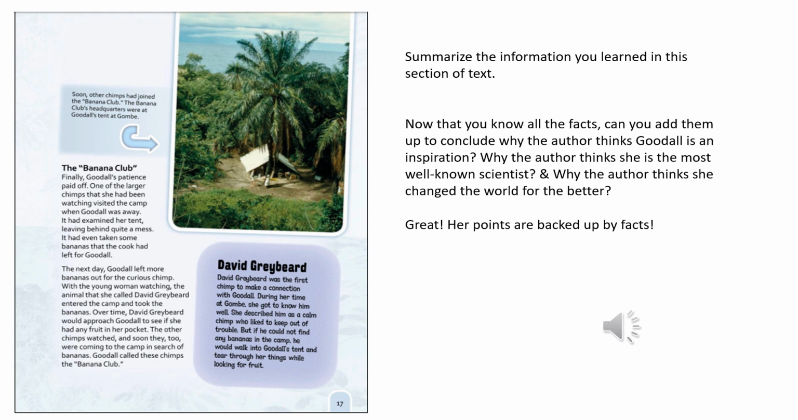David Graybeard. David Graybeard was the first chimp to make a connection with Goodall. During her time at Gombe, she got to know him well. She described him as a calm chimp who liked to keep out of trouble. But if he could not find any bananas in the camp, he would walk into Goodall's tent and tear through her things while looking for fruit. Soon other chimps had joined the Banana Club. The Banana Club's headquarters were at Goodall's tent at Gombe.